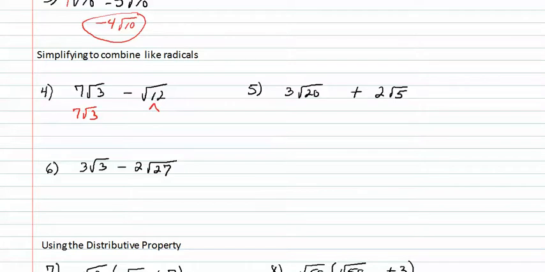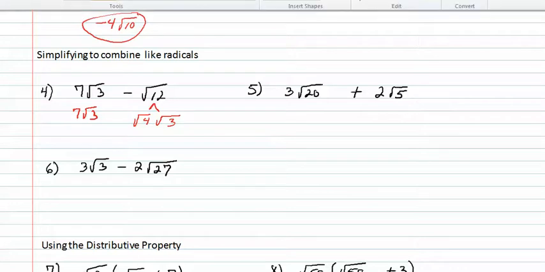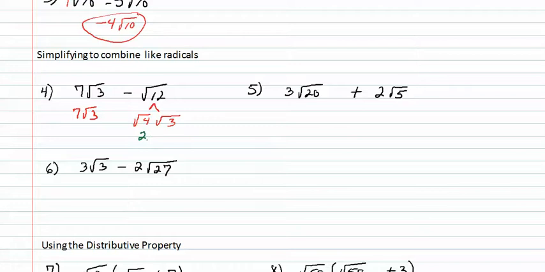But now here, can I simplify radical 12 or square root of 12? There's a perfect square within here. There's a 4. So square root of 4 and a square root of 3, because 4 times 3 is 12 and they're both radicals. So I can simplify this to 2. So square root of 4 is 2. I keep my radical 3.